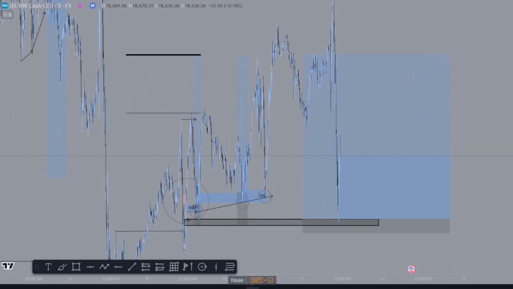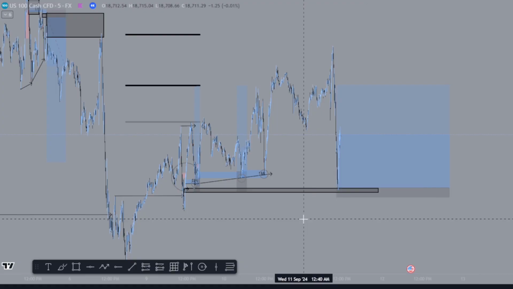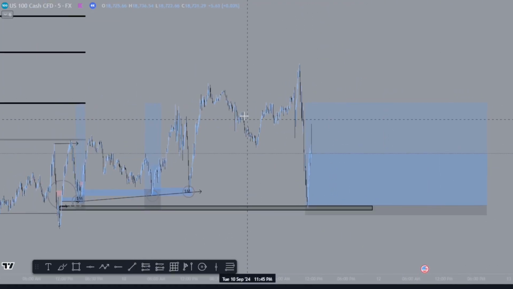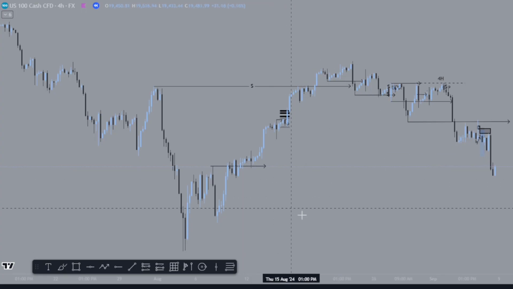If you're struggling to pass a prop firm challenge or even just to grow a small account, you keep blowing it, then this is a strategy for you. The strategy is very simple.